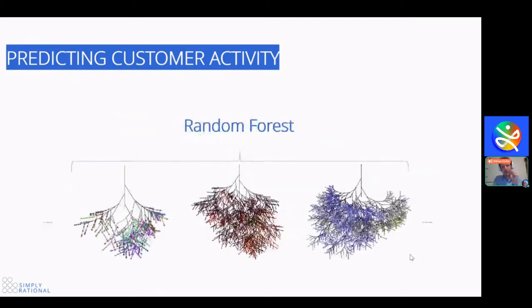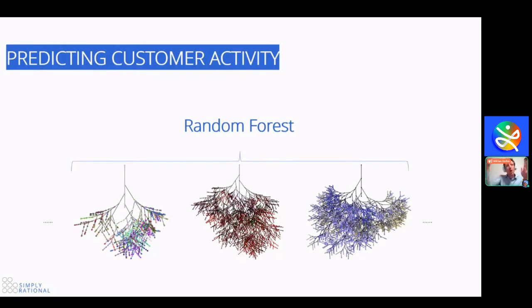I don't know if some of you know a random forest. A random forest is basically a modern machine learning method based on a training data set. The random forest constructs hundreds or sometimes thousands of decision trees. And this is just an example of three of those decision trees, the level of complexity that these decision trees can attain.